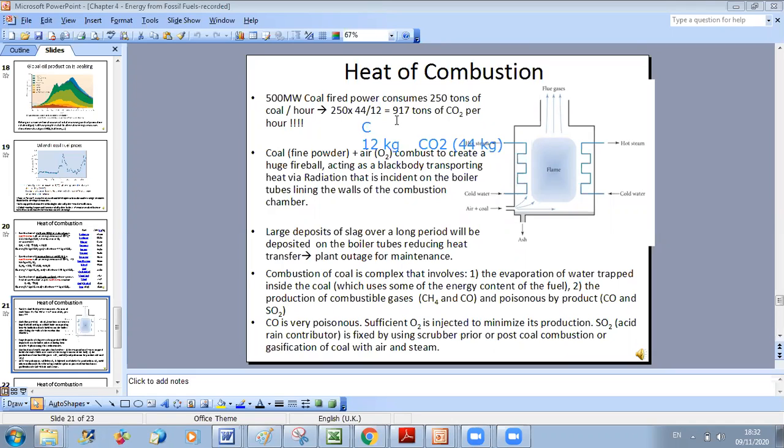So you can imagine the amount of CO2 produced by this power plant system, which is really harmful for the environment. Coal, which is a fine powder, when mixed with O2, will combust to create a huge fireball, acting as a black body transporting heat through radiation that is incident on the boiler tubes lining the walls of the combustion chamber. So when you produce energy, you can do your combustion inside a combustion chamber, and the heat of combustion can be transported through the radiation mechanism.